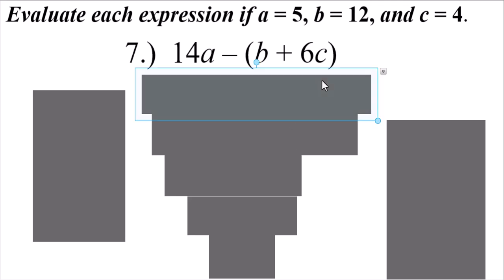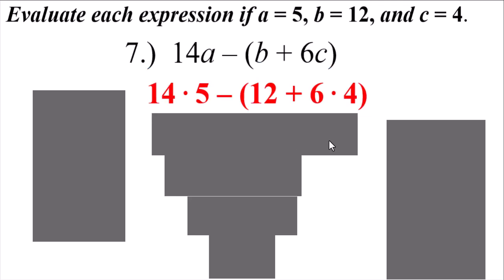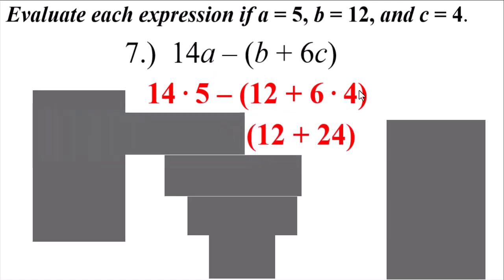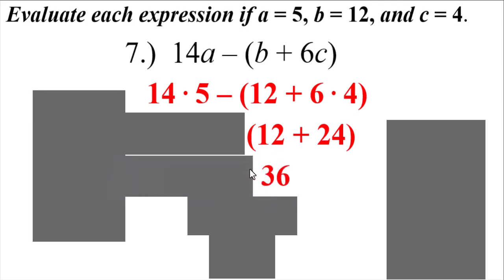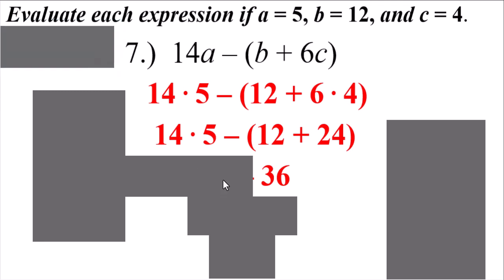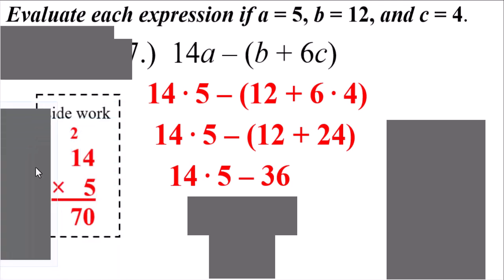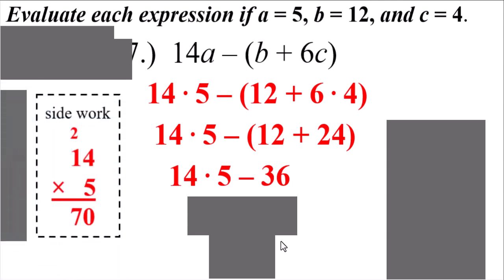Here's problem number 7. Does your substitution step look exactly like this? Did you start with the parentheses and follow order of operations in the parentheses? 6 times 4 is 24, and then 12 plus 24 is 36. Now you need to bring down the rest of the problem with it. 14 times 5, you could go off to the side and figure that out. That would have given you 70.